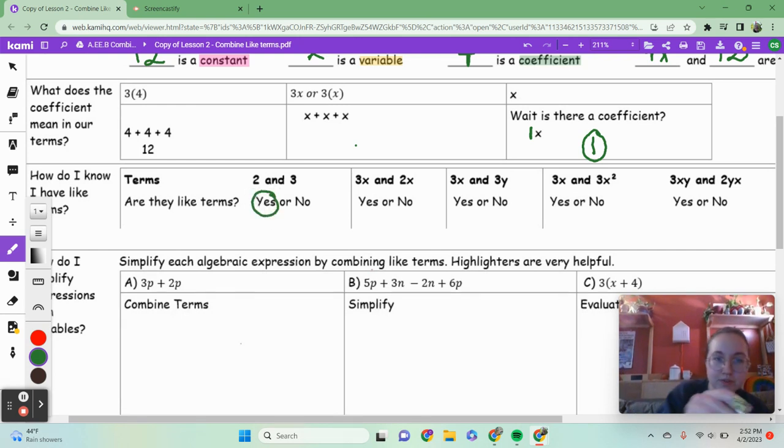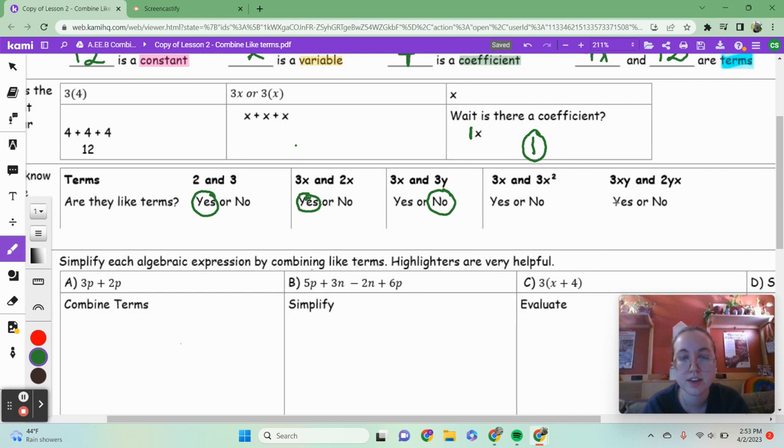If I have 3x and 2x, this is telling me an amount of x's that I have. So that unit there is the same, meaning they are like terms. They're both x's. I can combine them. Yes. Whoa, got squiggly there. In this case, I have 3x and 3y. So the terms that I have here are in terms of x's and y's. Those aren't the same unit. I can't add an x to a y, because I don't know what those values are, and they're two different values. So no, they are not like terms.